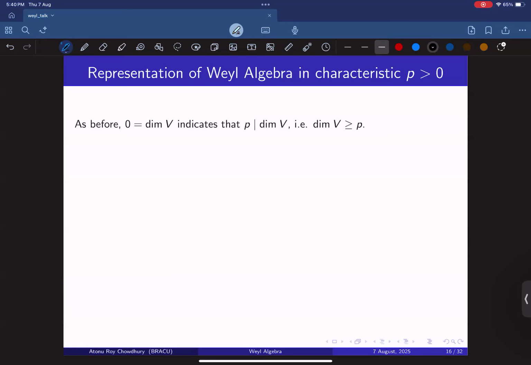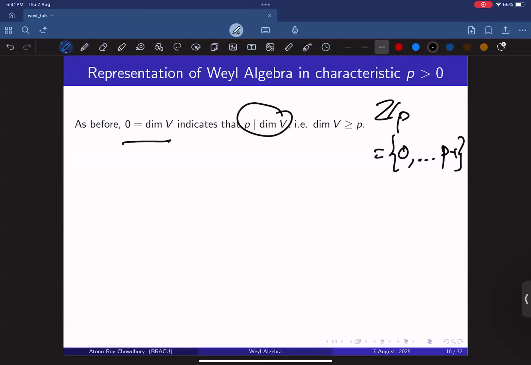Exactly. So Z_p is 0, 1 through p minus 1. This is a finite field of characteristic p and size p as well. Again, as before, previously we found that 0 is equal to the dimension of V, and a positive number is equal to 0 in characteristic p. That means p must divide the dimension.